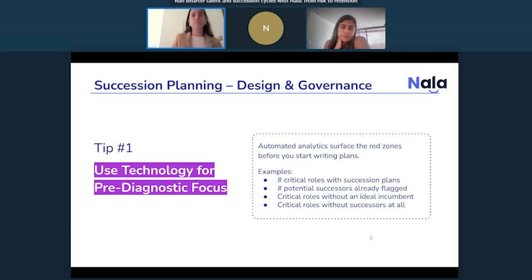So that would be tip number 1. Whatever it is, create your own framework, or maybe look for software like Nala, not necessarily just Nala, that will help you get that visibility.